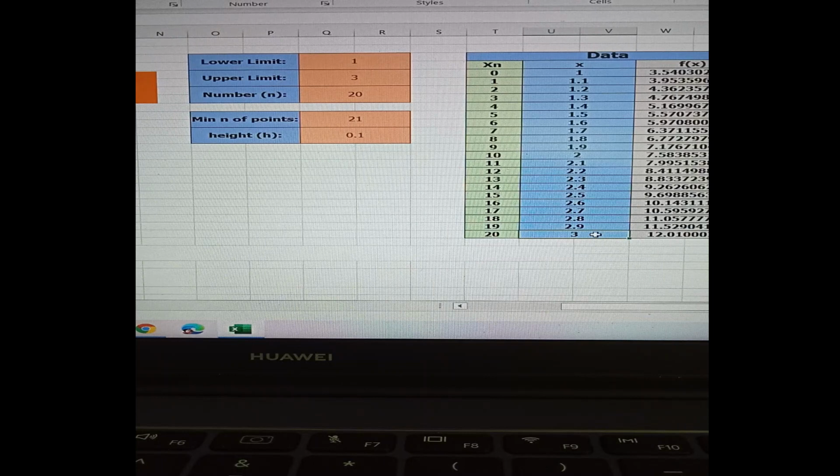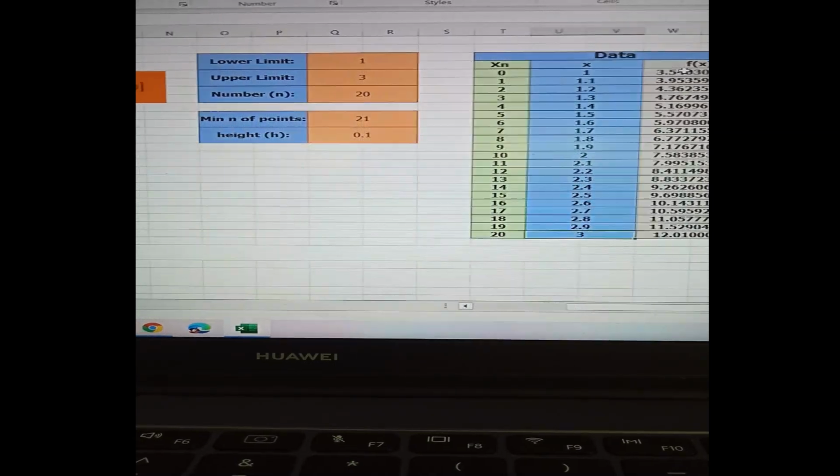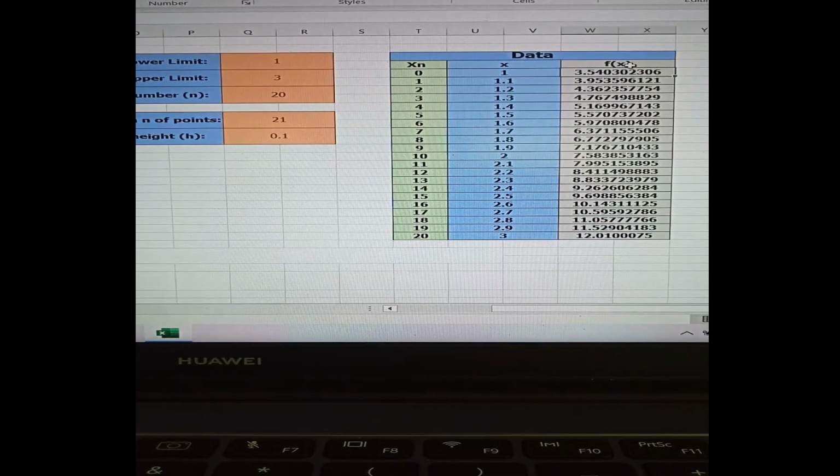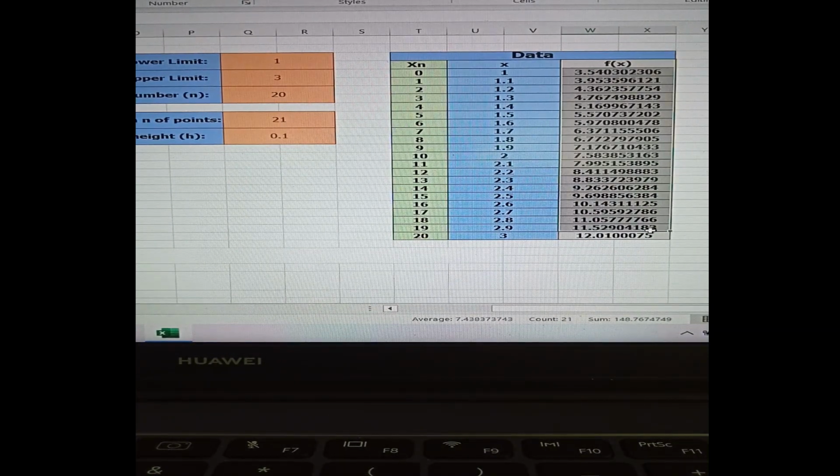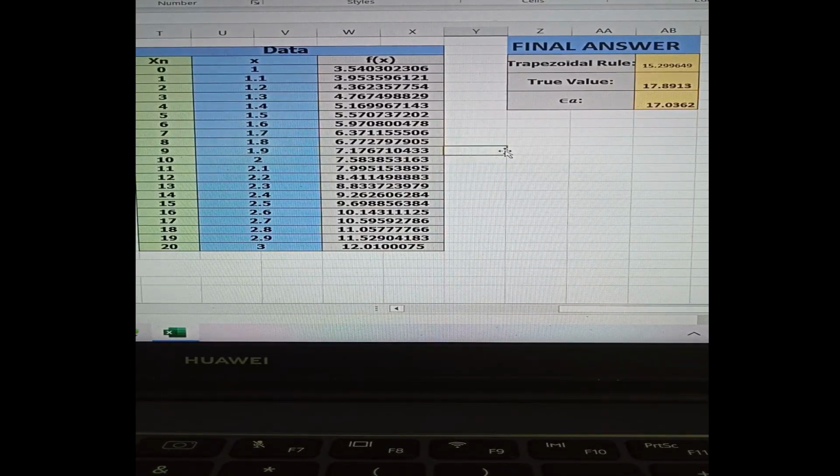The value of X, and the 3 is our upper limit, and the 1 is our lower limit. Then here's the f of x value. Then we have the final answer for trapezoidal rule, which is 15.299649, and our true value is 17.8913, and our approximate relative percent error is 17.0362.